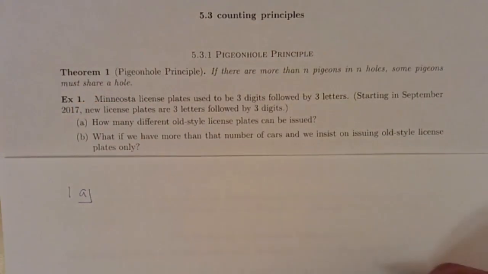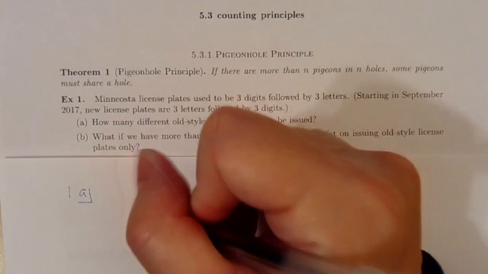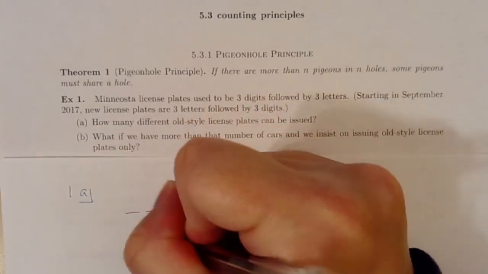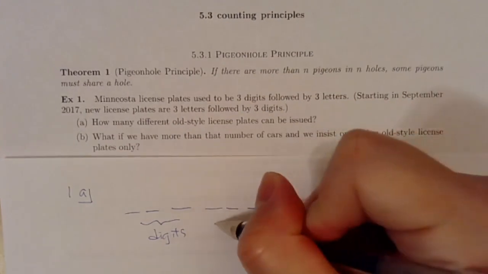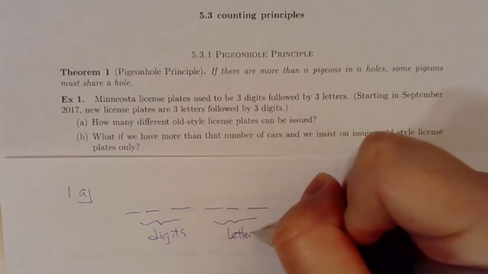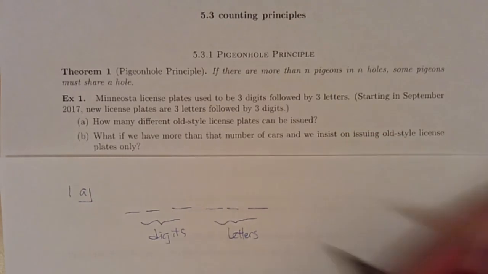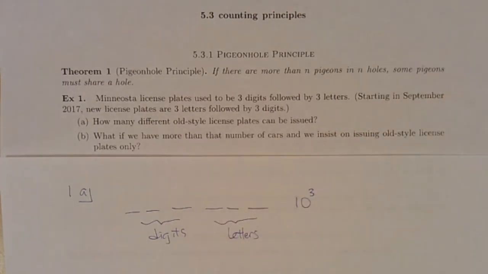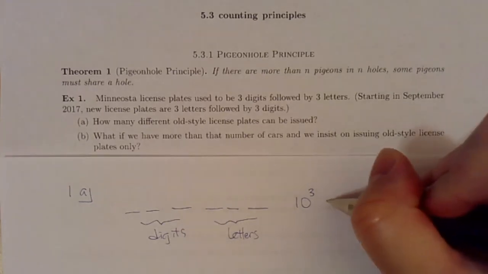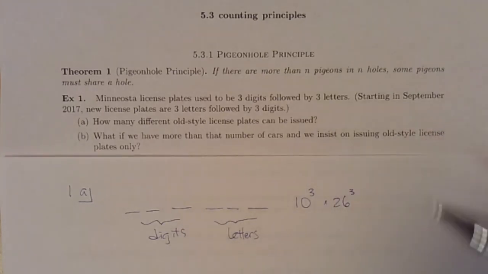If you have three digits, and then followed by 3 letters, then for the 3 digits, there will be 10 cubed different 3-digit combinations. 10 times 10 times 10, and then times 26 times 26 times 26. Make sure you don't add them, you multiply them.